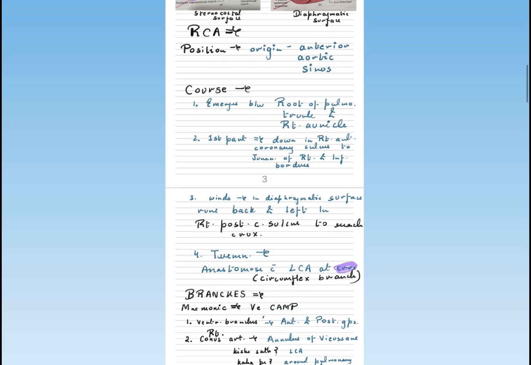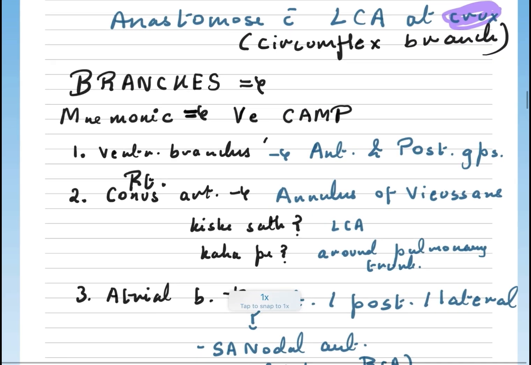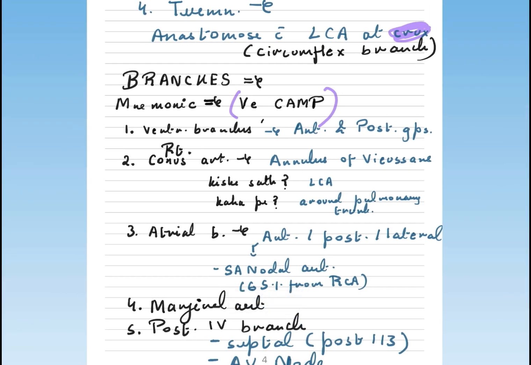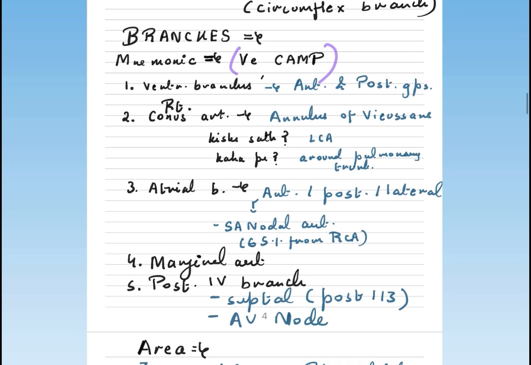Then we'll know about the branches. For the branches of the right coronary artery, I'll tell you a mnemonic, that is V camp. So first of all, V is the ventricular branches. As we all know, the heart consists of the atriums and the ventricles. So first of all, the right coronary artery supplies the ventricle. So there are anterior and posterior groups in the ventricular branches. Then there is the right conus artery from C.